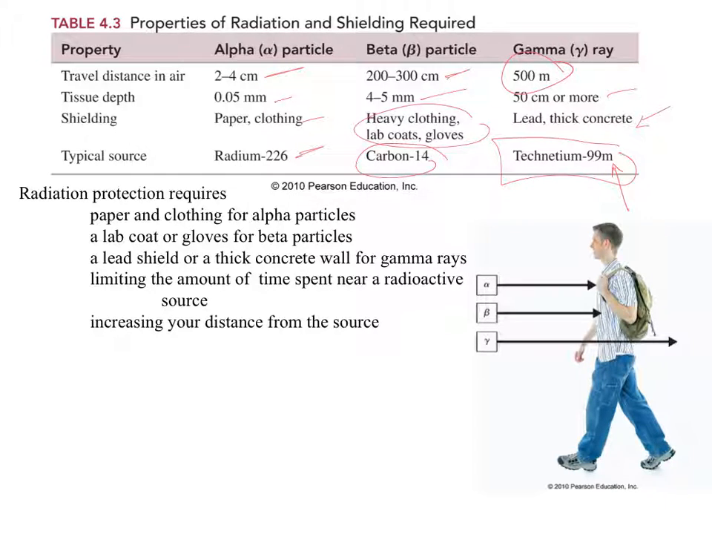So, just a picture here of a guy walking down the street. What's going to protect him from an alpha particle? His backpack, his shirt, that'll protect from an alpha. Beta will go through the shirt, but probably not too far into his body. Gamma will go straight through, like an X-ray would if I tried to X-ray this guy's body.